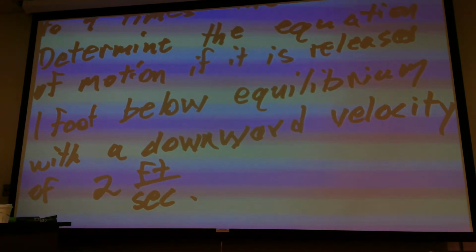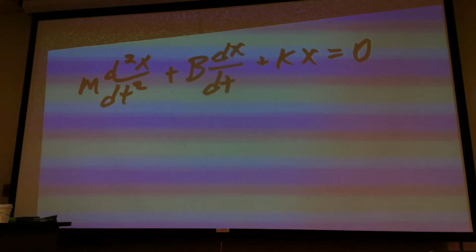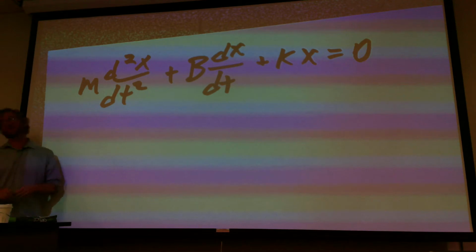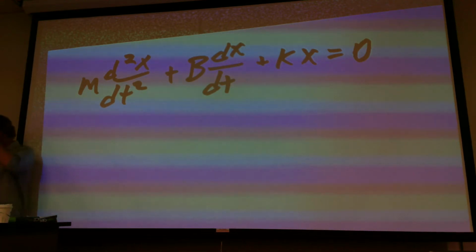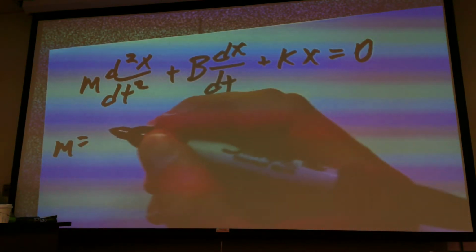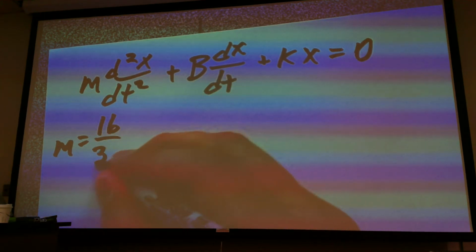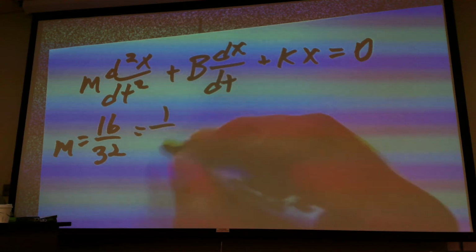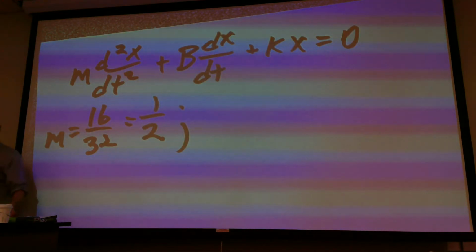Okay, let's see what this problem is offering us. So this is the equation that we're looking for. A mass weighing 16 pounds. If you want to figure out what the mass is, that's going to be weight divided by gravity. So m is going to equal 16 divided by 32, which is 1/2.